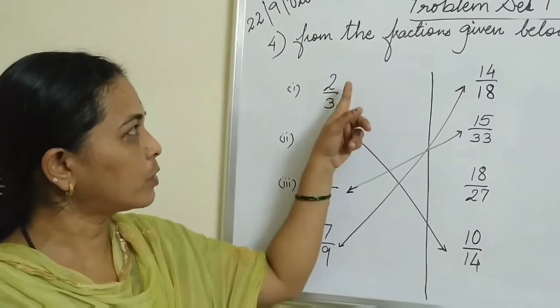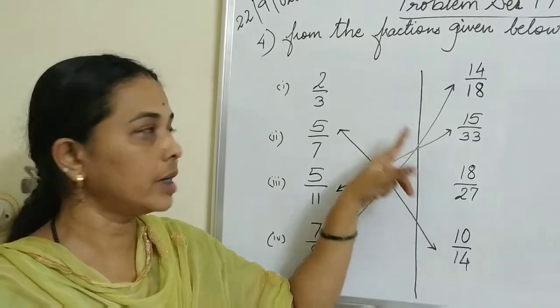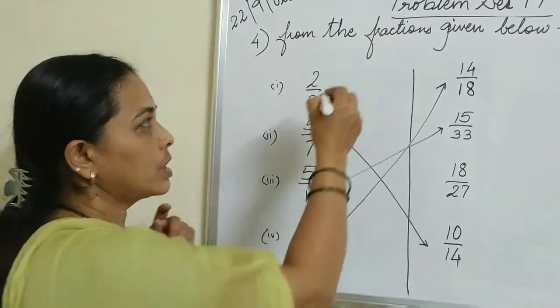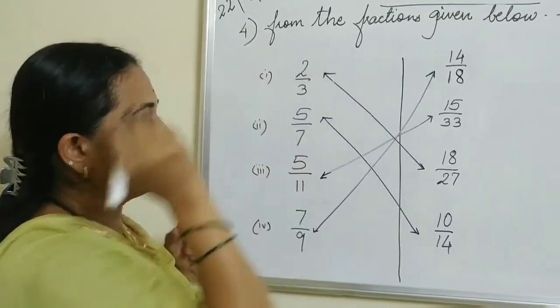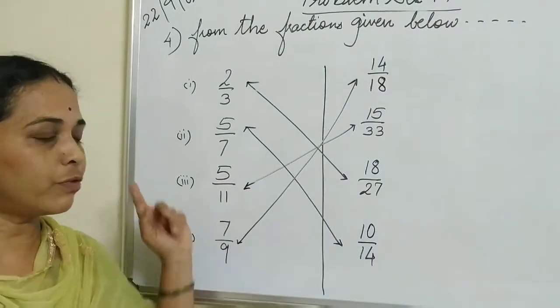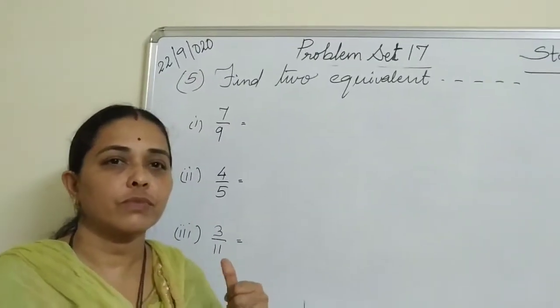Now 1 is left, 2 upon 3, but we confirm it. 2 9s are 18 and 3 9s are 27. So 18 upon 27 and 2 upon 3. These are the paired fraction. They are equivalent fraction. Write in the same pattern in your CW book.